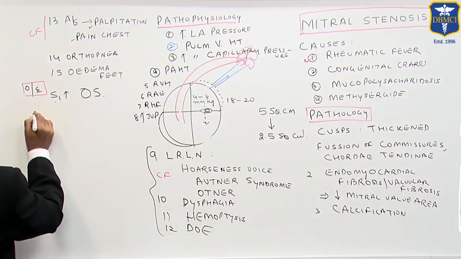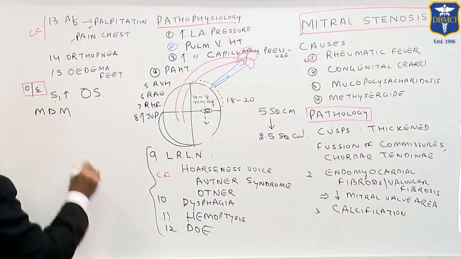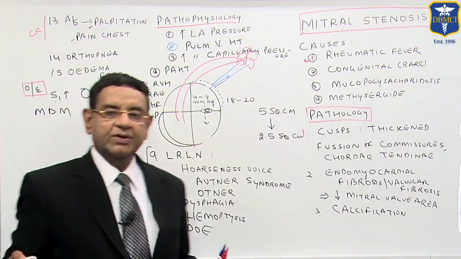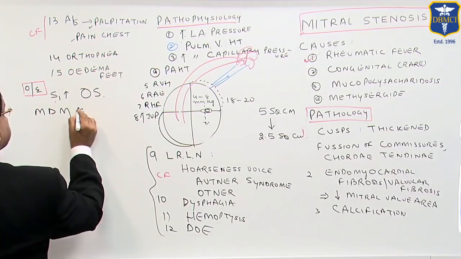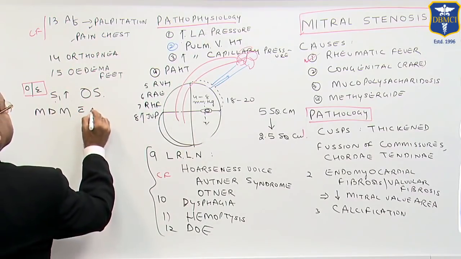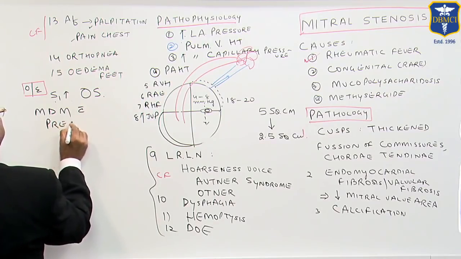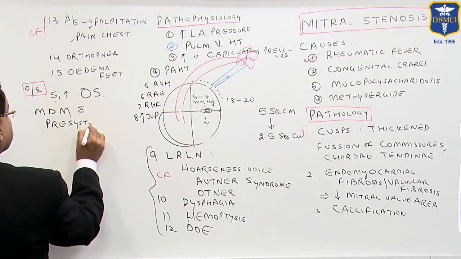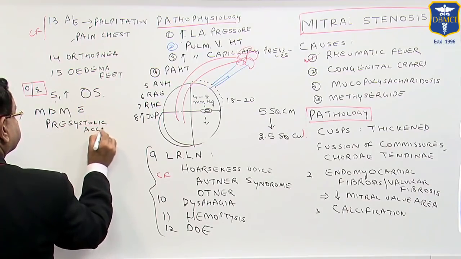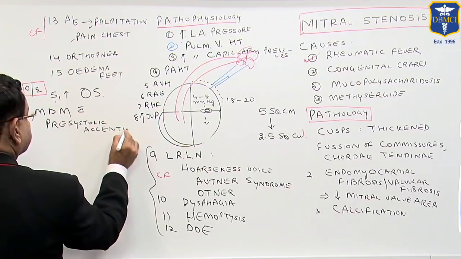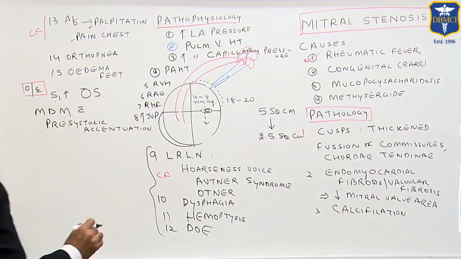What else do we get on examination? You get a mid-diastolic murmur, which increases on pre-systolic accentuation.